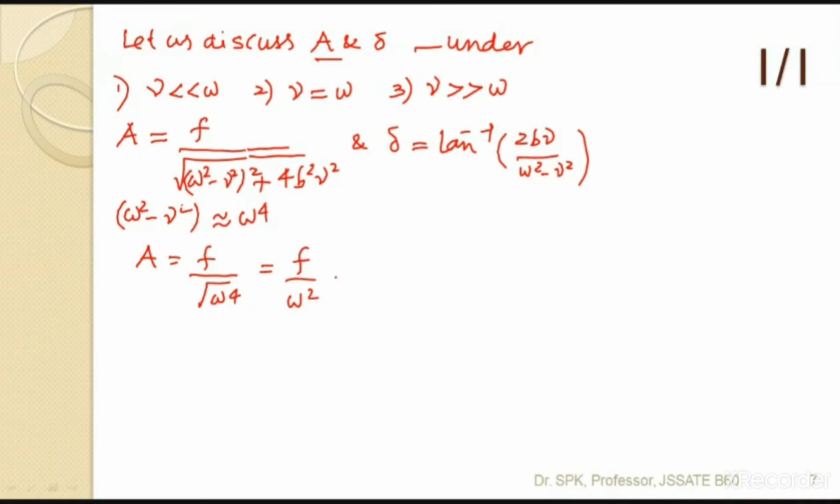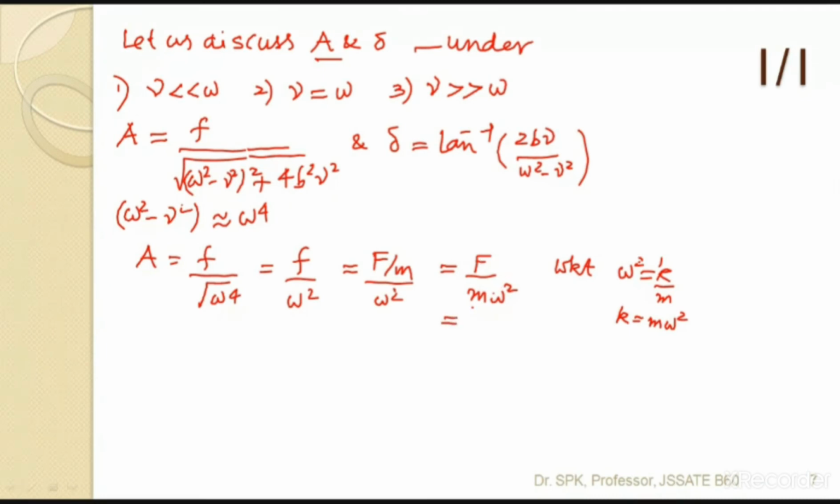Okay. What is this f? f is capital F by m, if you remember. So I can write this as F by m ω². Then we know from the earlier expression that ω² is equal to k by m, isn't it? Therefore, I can write k is equal to m ω². So now I'll substitute here this F by m ω², and it is F by k.